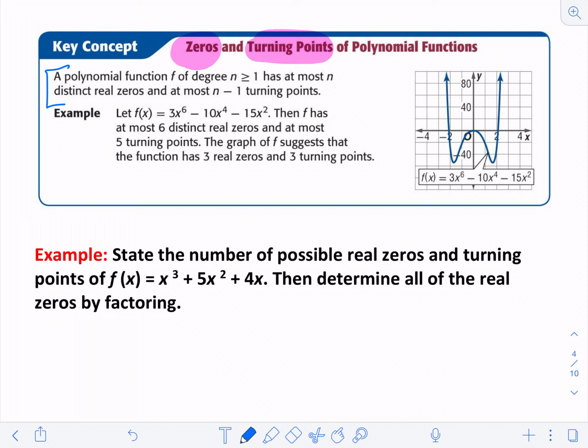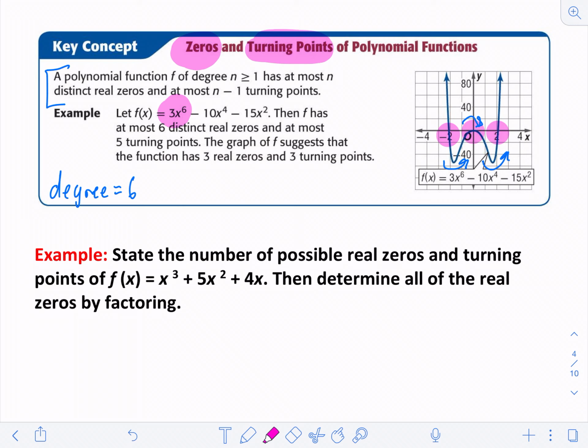Here's an example. Here's a function, f of x equals 3x to the 6th, and let's look at the degree. The degree is going to be 6. So since the degree is 6, we know we're going to have at most 6 zeros and at most 5 turning points. Well, if you look at the graph here, we can see where it has 1, 2, 3 turning points, and it crosses or touches the x-axis 1, 2, 3 times. So that's definitely less than 6 and less than 5.